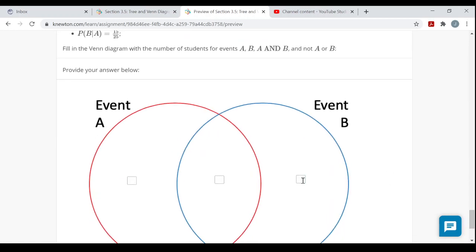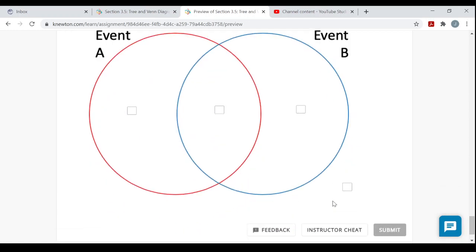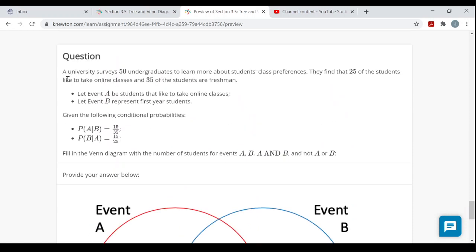There's another one. Now this one you have to fill in the blanks for the Venn diagram. And you see there's also one outside the circles. Pay attention. So here, a university surveys 50 students, 50 undergraduates, to learn more about students' class preferences. They find that 25 of the students like to take online classes, and 35 of the students are freshmen. So say event A is the students that like to take online classes, and event B are first-year students, the freshmen. And we're given the following conditional probabilities.